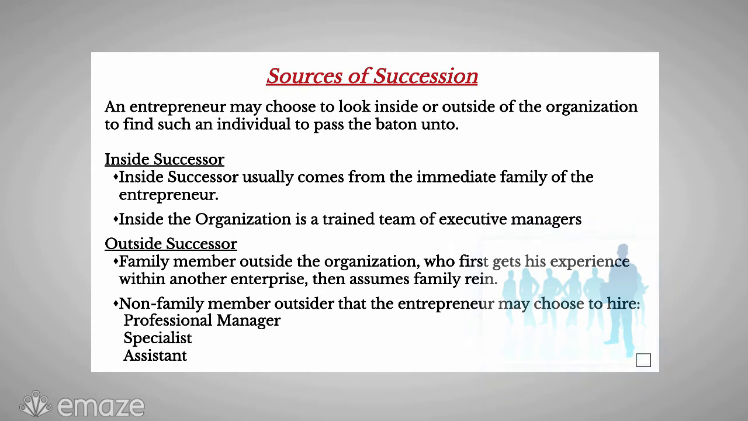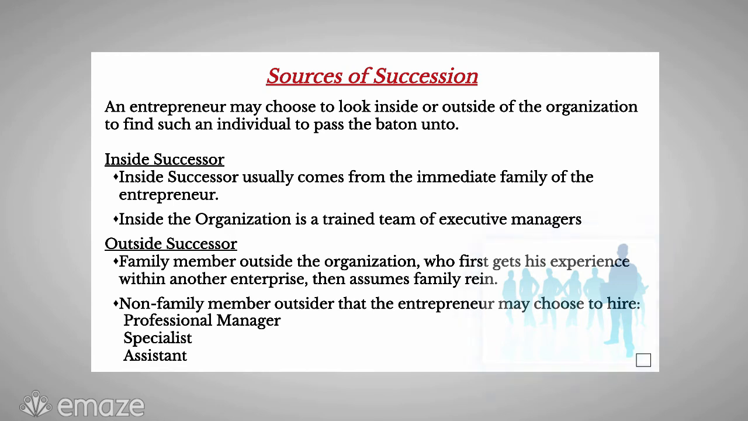Our first outside successor is a family member of the entrepreneur, which lies outside of the organization. The entrepreneur prefers for the family member to get his or her experience within another enterprise before assuming family business reign. The reason behind this preference is that the entrepreneur hopes that while the family member is working in another enterprise, the family member will make their initial mistakes. So when it is time to pass on ownership, they'll be prepared for the responsibilities at hand.